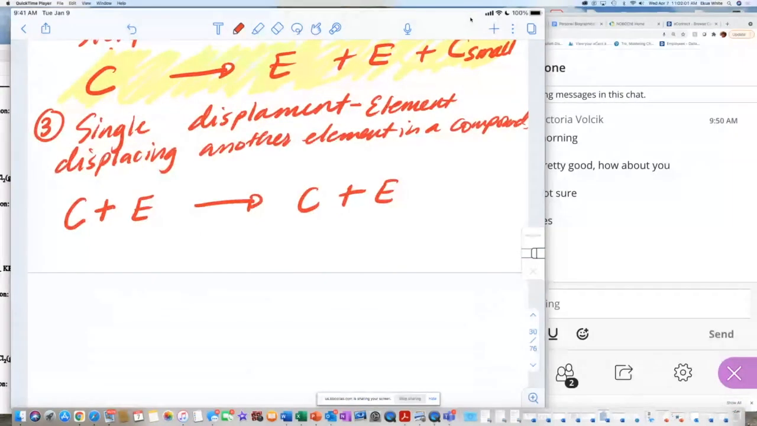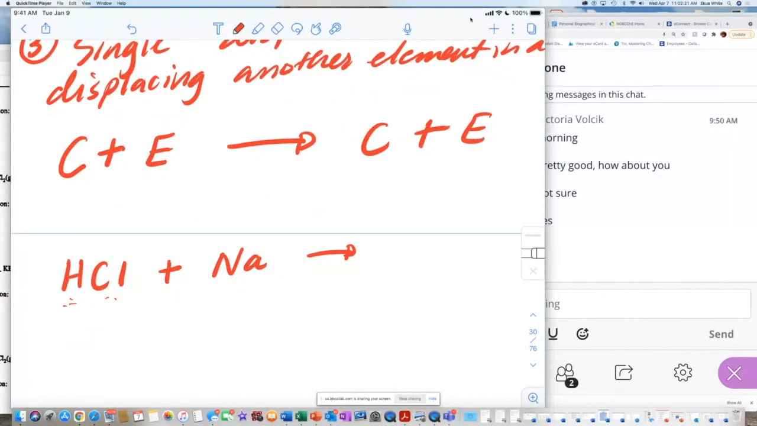Okay. Let me give you an example. Compound. Let me say HCl plus element, sodium. Okay. So you can see HCl here. And in this situation, this is my example. Hydrogen is the first element, so it's positive in the ionic compound. And then chlorine is negative. When sodium forms an ion, it's positive. So when I'm writing out my product, the positive can replace the positive, and that's it. The positive cannot replace the negative. Okay? So remember, single displacement.